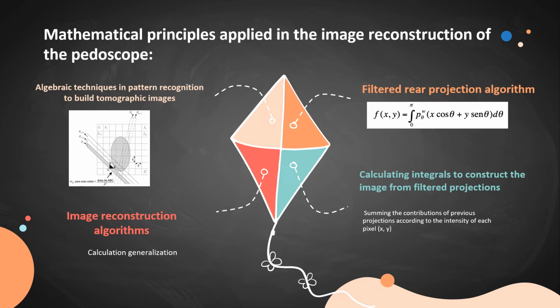The mathematical principles applied in the image reconstruction of the pedoscope are algebraic techniques in pattern recognition to build tomographic images. This was used to find densities, as they were the unknowns of the problem. The equation posed the product of a weight factor multiplied by the density of the pixel. The weight values were determined considering the geometry of each case, such as the angle of radiation, size of grid, etc. We can see the graph of how it was analyzed. Then, they use image reconstruction algorithms.